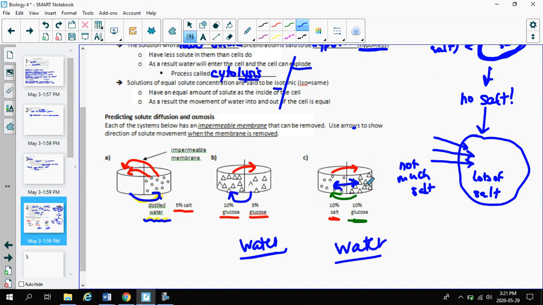Again, those videos might be really quite helpful for some of the visuals of this. It's hard to see on a little two-dimensional diagram.